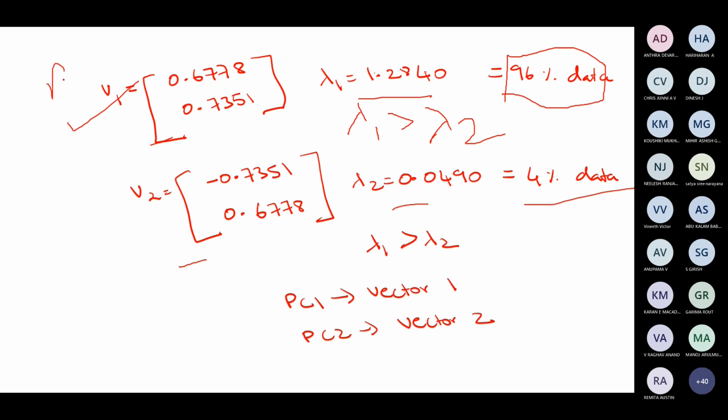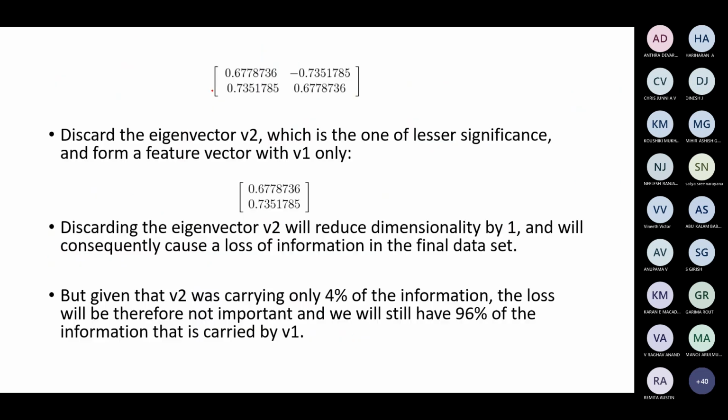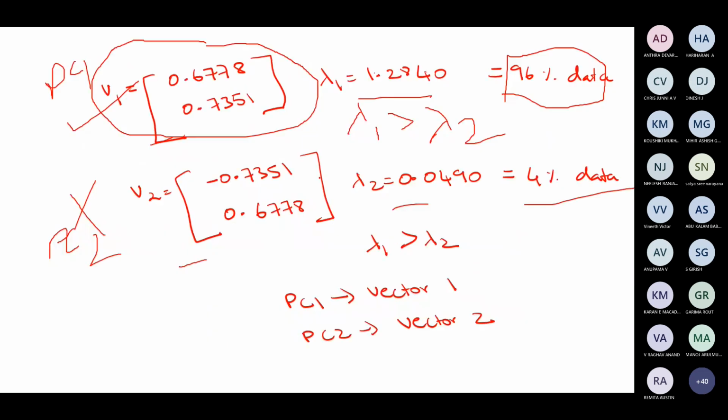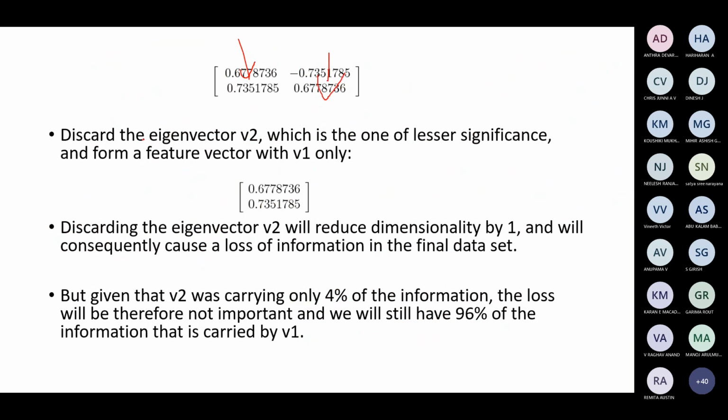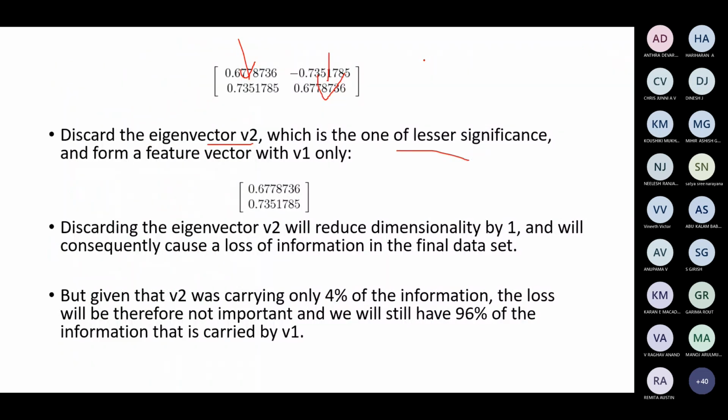So this is PC1, principal component 1, and this is principal component 2. Now I can remove this particular feature vector and use the other vector for my further computations. This is the matrix I have got. Discard the eigenvector v2, which is of lesser significance. This carries 96% of the data and this carries 4%, so I can discard v2 and carry v1 forward. So the dimensionality is reduced from 2 to 1.